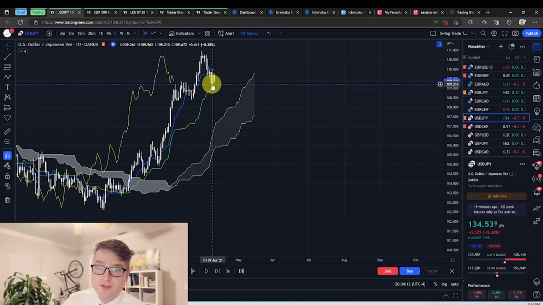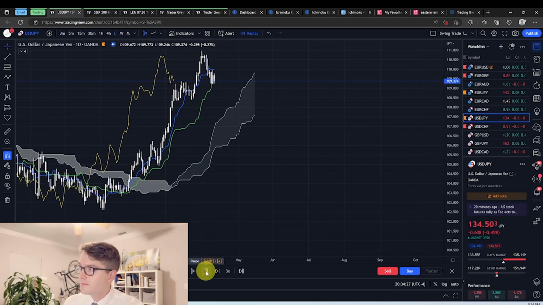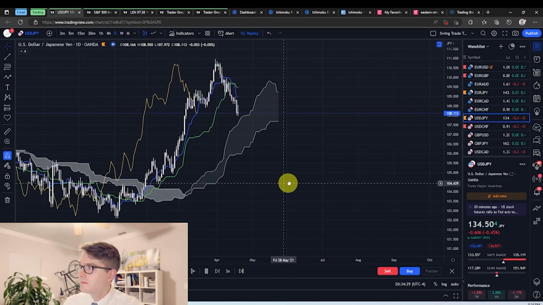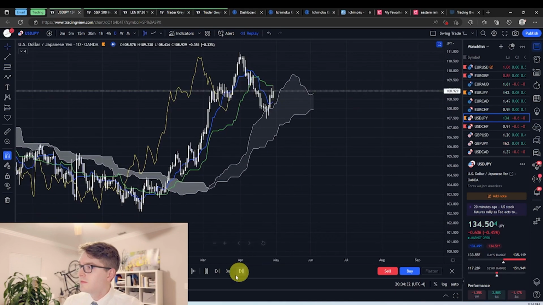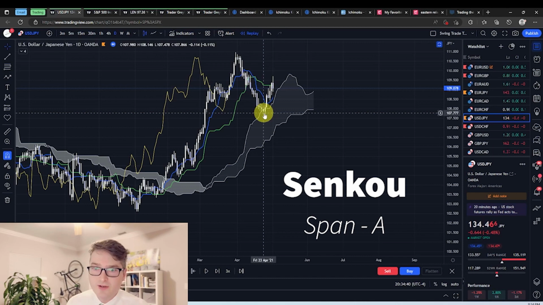When price enters the Kumo cloud, I like to think of this like a plane flying into turbulence. We want to avoid taking positions while price is in the Kumo, and we want to wait for the price, or the plane, to come back out of the cloud. Okay, right there. Now we see that price was resisted at the Senko span A of the Kumo cloud. And now here's another example that I want to show you guys.